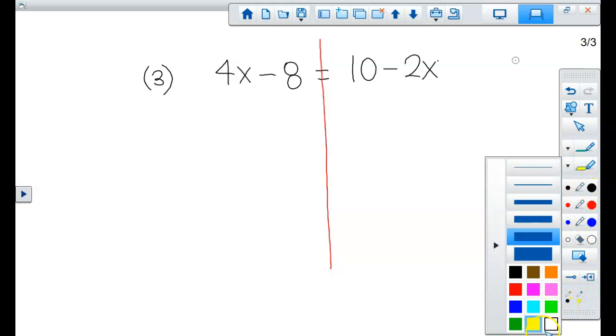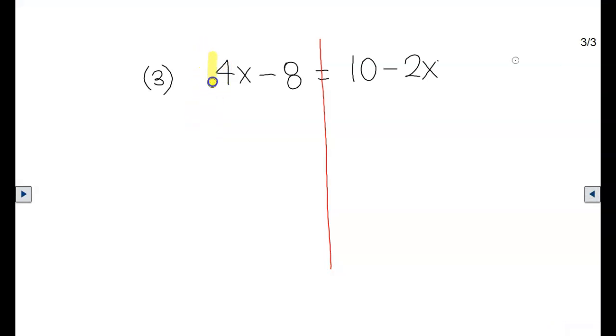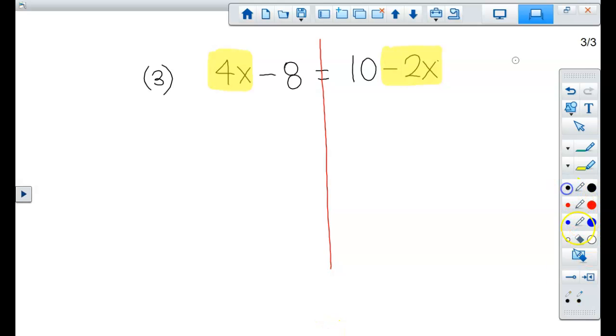All right, first step, add or subtract to cancel that smallest variable. My variables are 4x and negative 2x. Always look for the sign in front. So I'm questioning myself, what's smaller, 4 or negative 2? And I know that negative 2 is smaller than 4.